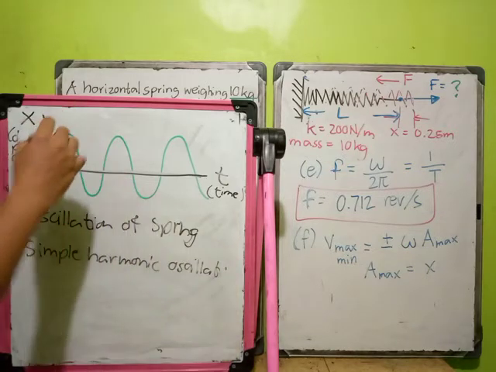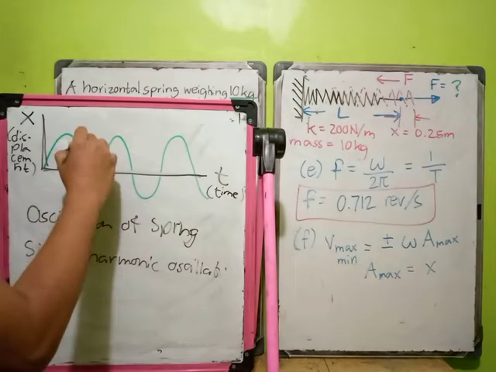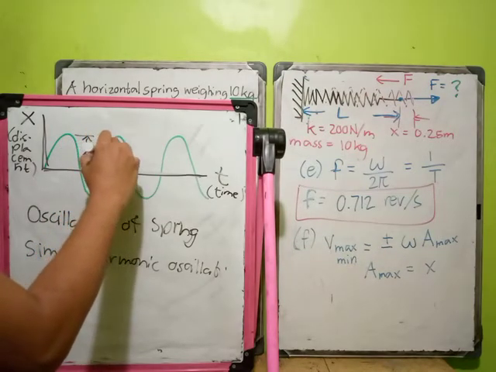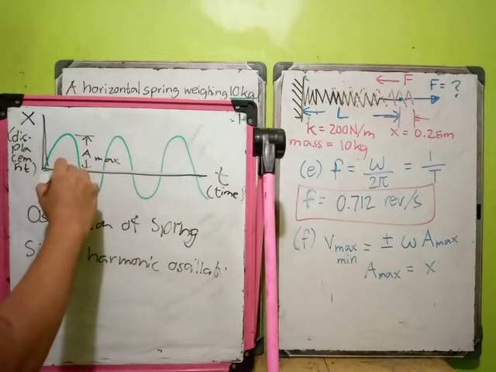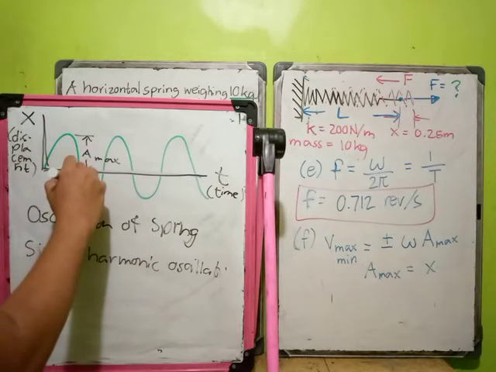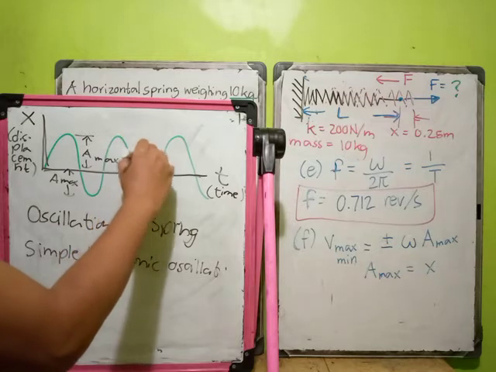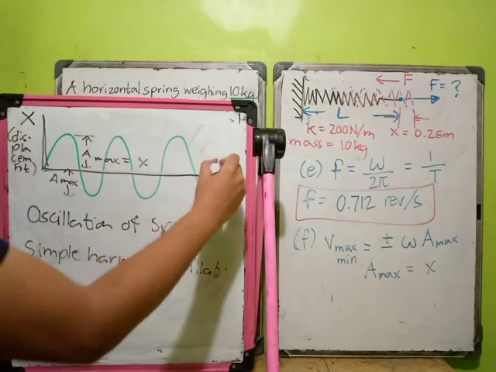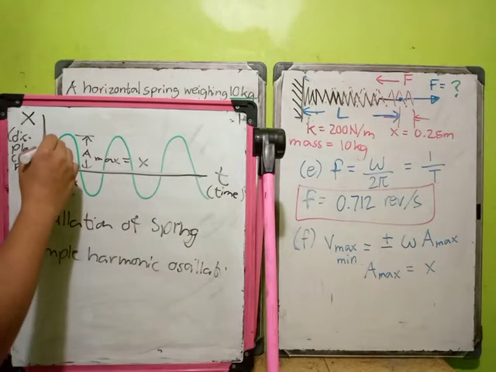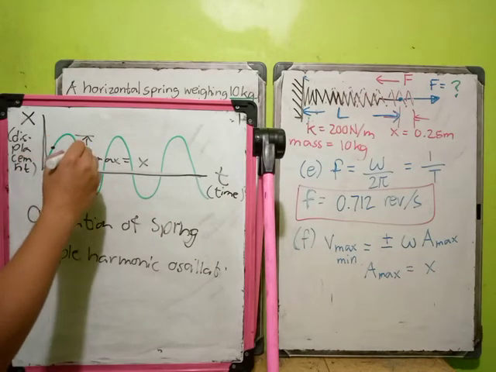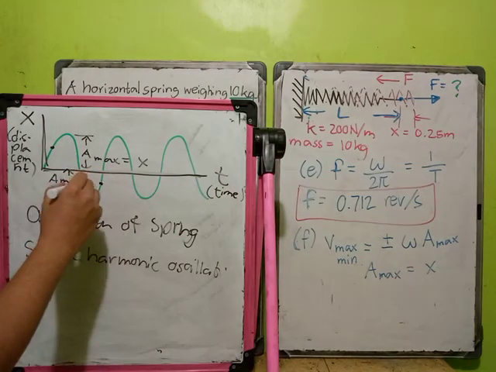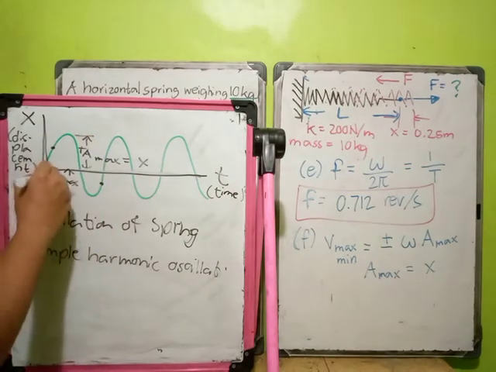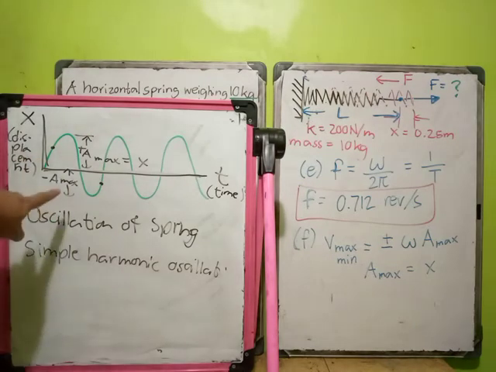Yung maximum natin is ito. Ito yung maximum natin, A max. So yung A max natin dito sa taas at dito sa ibaba, isa lang. And this A max is equivalent to the X. Okay? So as time passes by, may mga portion dito na yung A is nandito, minsan nandito sa ibaba. So ang isa is positive, ang isa is negative. So ang A max na to is positive, dito sa ibaba is negative.